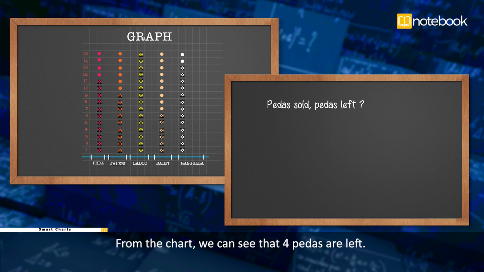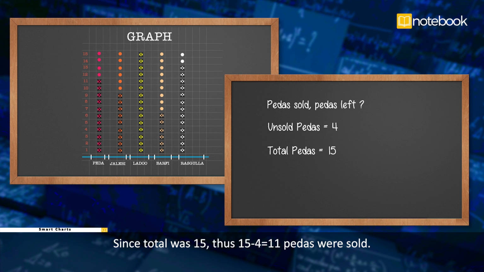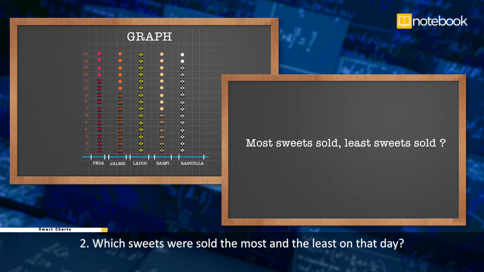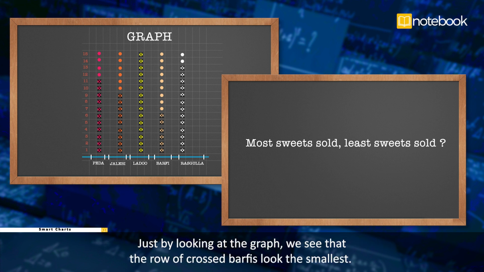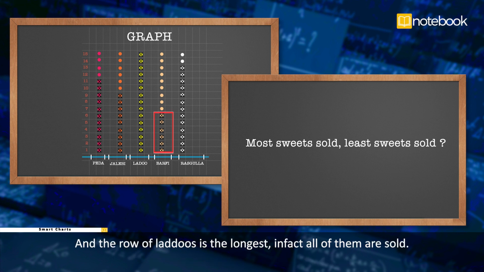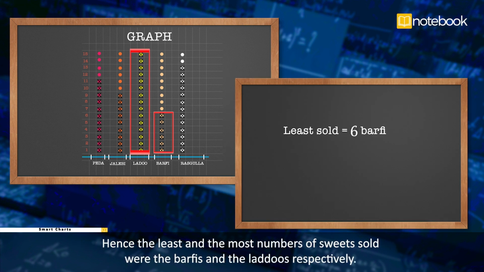From the chart, we can see that 4 pedas are left. Since total was 15, thus 15 minus 4 equals to 11 pedas were sold. 2. Which sweets were sold the most and the least on that day? Just by looking at the graph, we see that the row of crossed barfis look the smallest and the row of laddus is the longest. In fact, all of them are sold. Hence, the least and the most number of sweets sold were the barfis and the laddus respectively.